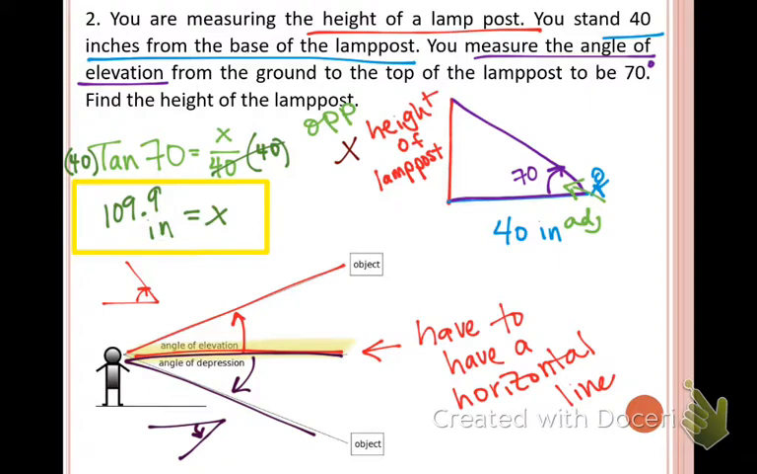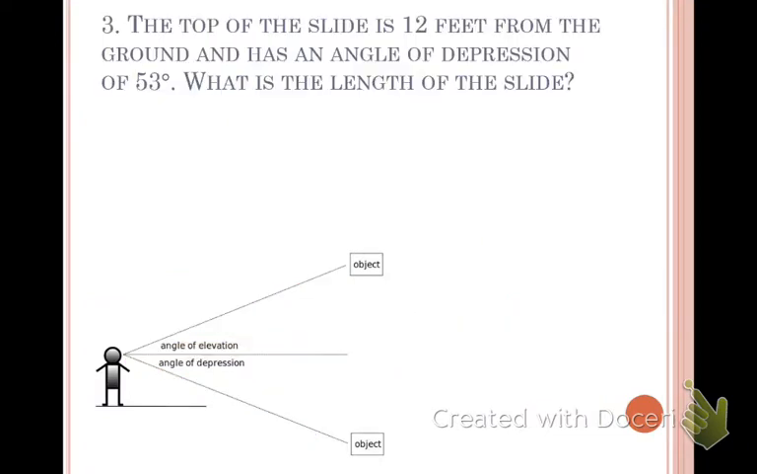When you're ready, you can go ahead and flip. We're going to do one more together. This one's a little bit harder. I'm going to keep my little picture of angle of elevation, angle of depression. It will help us in this problem. It says the top of the slide is 12 feet from the ground.